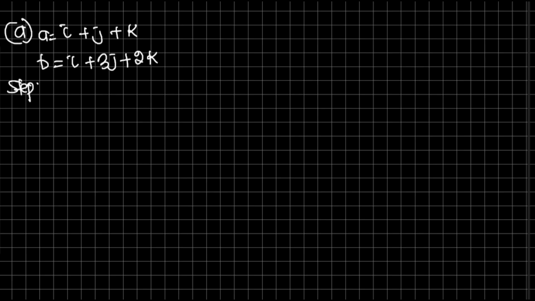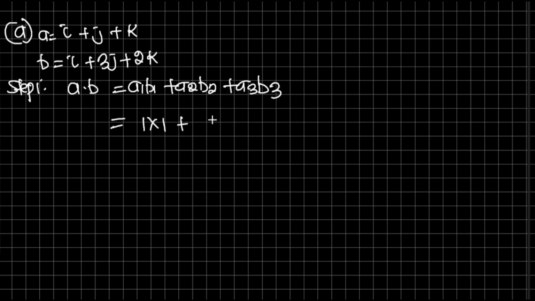Okay, so to find the angle, we follow step by step. Step 1, find the dot product. a dot b is a1 b1 plus a2 b2 plus a3 b3, which is going to be 1 times 1 plus 1 times 3 plus, just multiply the components and ignore the direction, 1 times 2. So 1 plus 3 plus 2, which is 6.